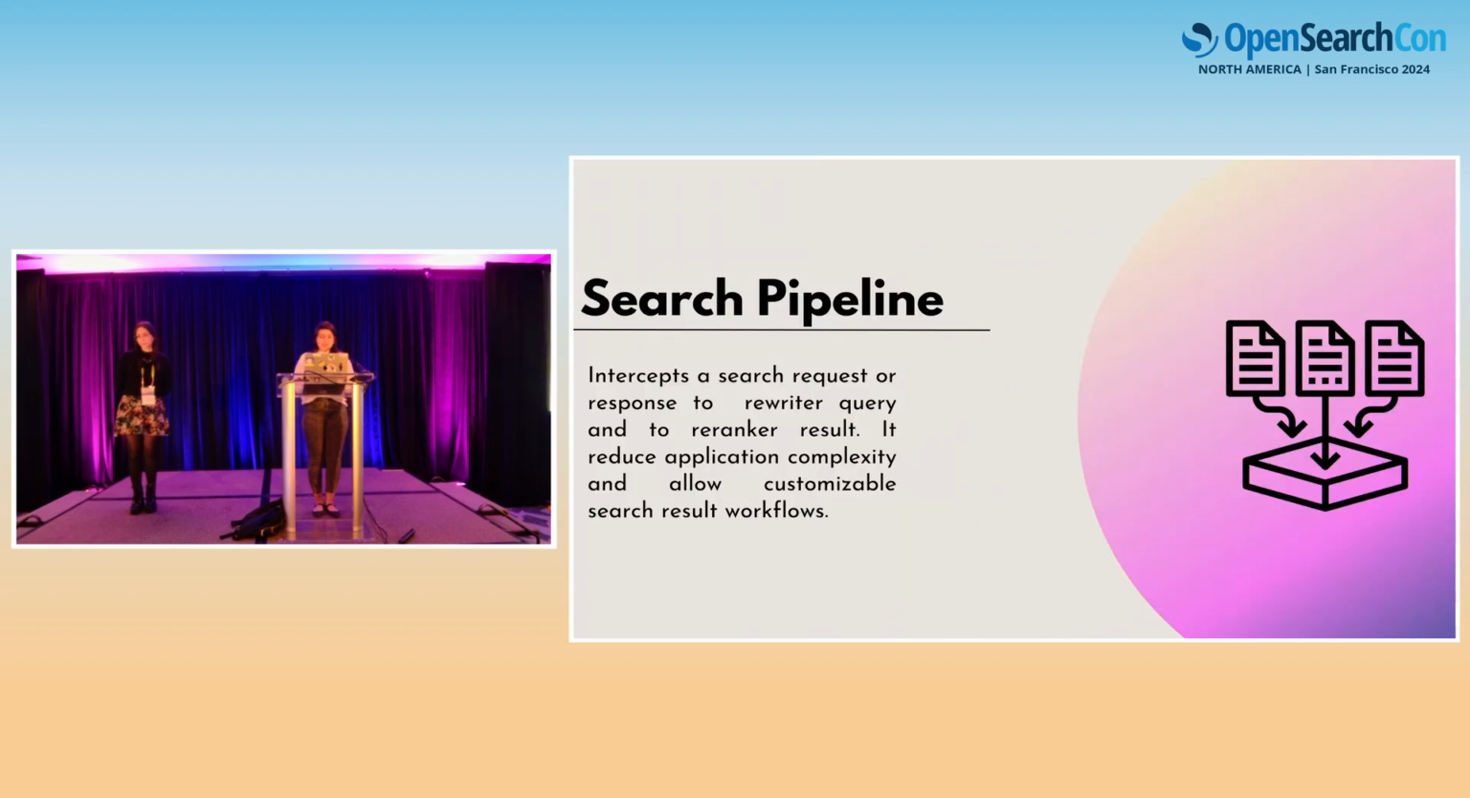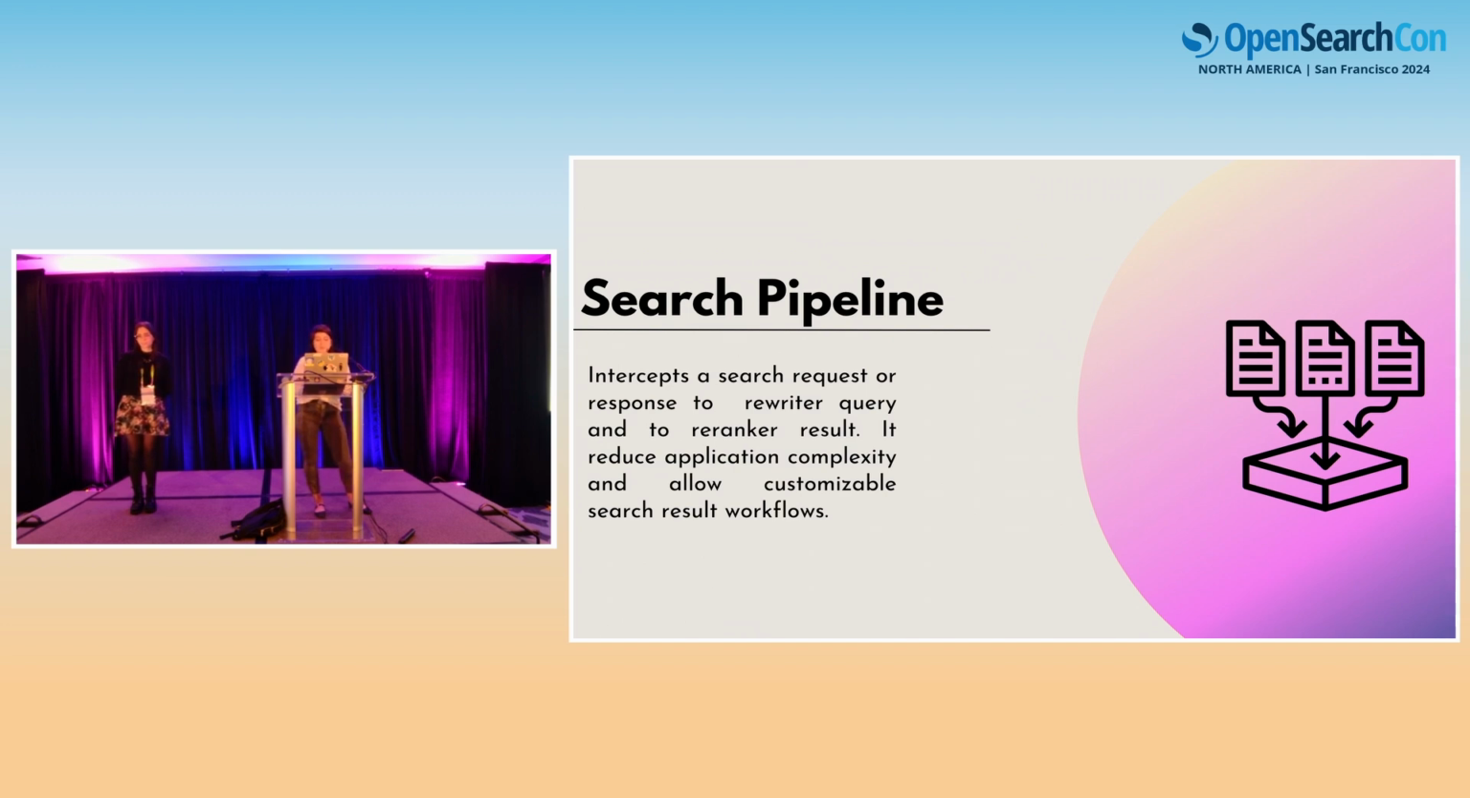Additionally, you also need to tell OpenSearch how it's possible to use this plugin. For this, you need to have a search pipeline. Basically, a search pipeline acts like some kind of a hacker that intercepts your data, changes your data, rewrites your queries, and also reranks your results. It's quite a good hacker because it also decreases application complexity and allows customized search results for your workflow.